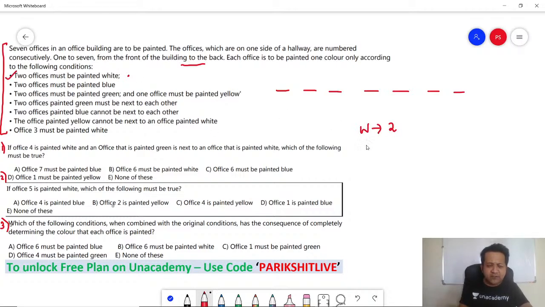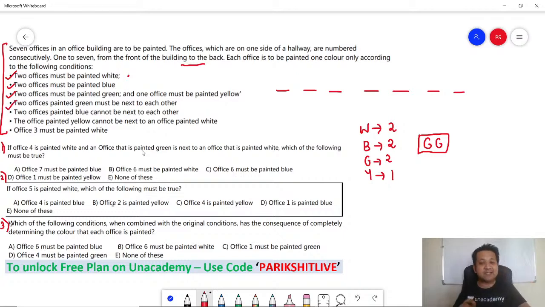Next, 2 offices must be painted blue. So blue is again 2. Next, 2 offices must be painted green and 1 must be painted yellow. So 2 green and 1 yellow. Next, the two offices painted green must be next to each other. So green offices must be next to each other, meaning they are together.